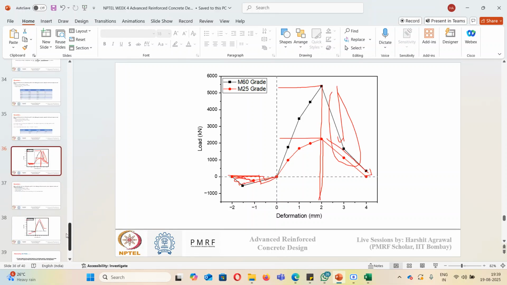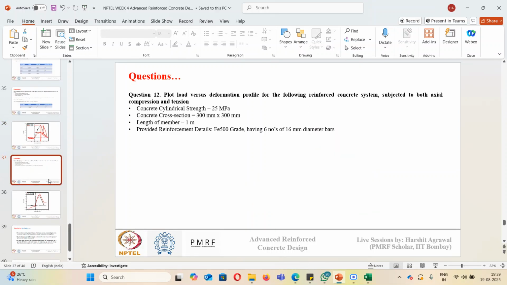Okay, so this was all about plain concrete. Now, what if we introduce reinforcement to the system? So now we will plot a load deformation profile for reinforced concrete. We will keep the compressive strength of concrete as 25 MPa.